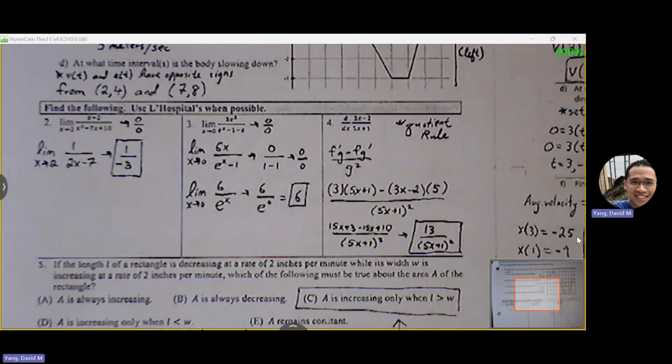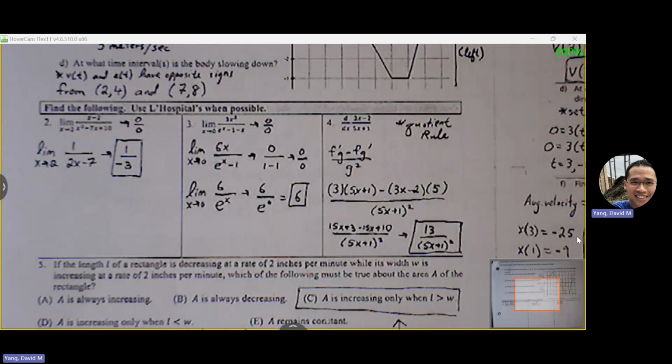Okay, so number 2, direct substitution gives us 0 over 0. That gives us the green light to do L'Hopital's rule. The numerator is 1, the denominator is 2x minus 7. We reevaluate, and we get negative 1/3. That's our limit. Number 3, direct substitution gives us 0 over 0, so L'Hopital's rule.